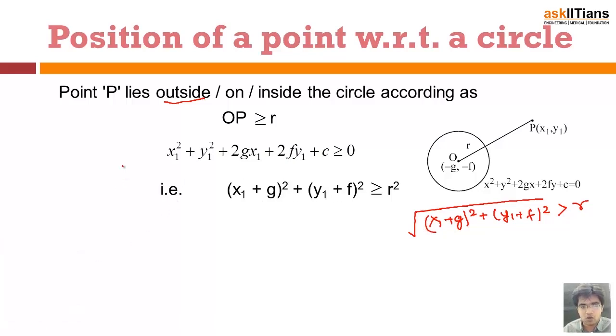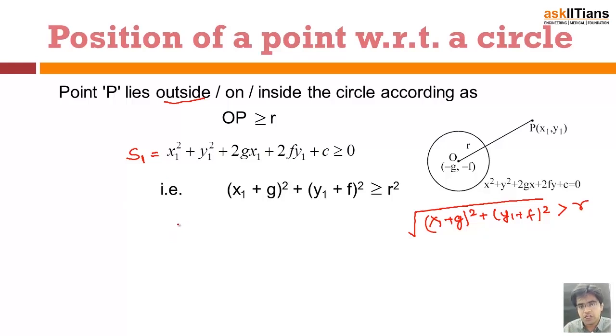Let's call this expression of ours S1. That means S1 is a general notation. If I'm talking about S1, that means I am putting the point x1 y1 in the equation of circle. If I'm talking about S2, that means I am putting the point x2 y2 in the equation of circle. So S1 is a general notation which we are going to use further in the chapter as well. Always remember that S1 is nothing but you have a point x1 y1 and you have put this point in the equation of circle.